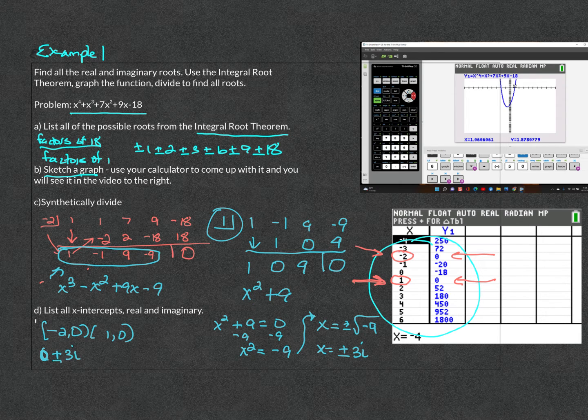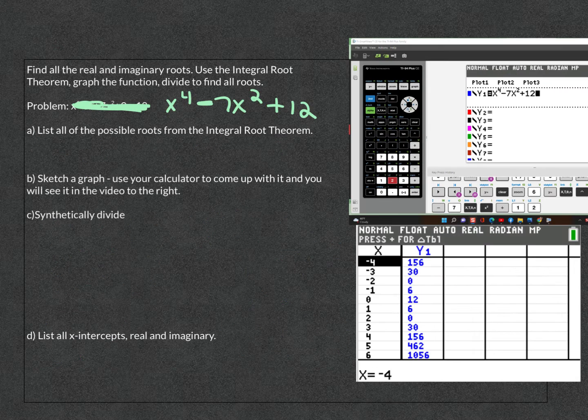Okay, so those don't intersect the x-axis, so we're not going to create them as a coordinate. Let me go ahead and erase this so this doesn't confuse things. So negative 2 and 1 and plus or minus 3i are your 4 roots for this particular problem. Hopefully that helps. And we're going to go do one more example.